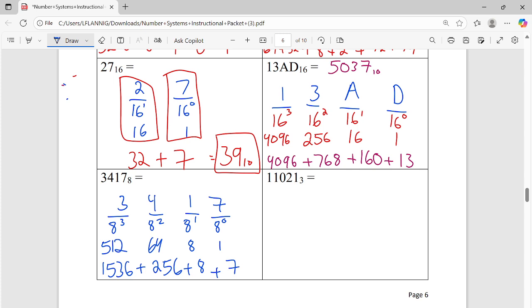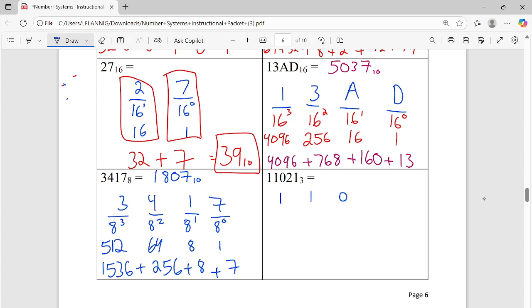So 1,536 plus 256 plus 8 plus 7. You should get 1,807 base 10. All right, one more.